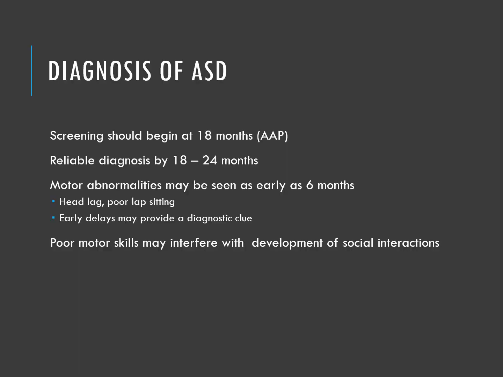Diagnosis, we should see screening begin at 18 months per the American Academy of Pediatrics. Reliable diagnosis by 18 to 24 months so that we can implement resources as early as possible. Motor abnormalities may be seen as early as 6 months. There is research out of Denmark, I think, that found babies who can't sit up straight when they're put on a lap at 6 months old had a high correlation to the development of autism spectrum disorder.